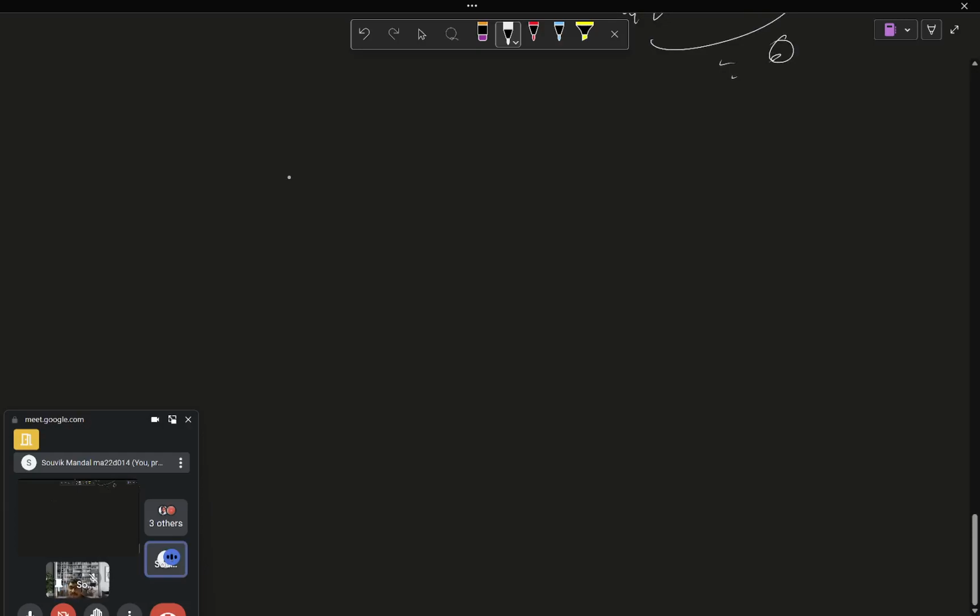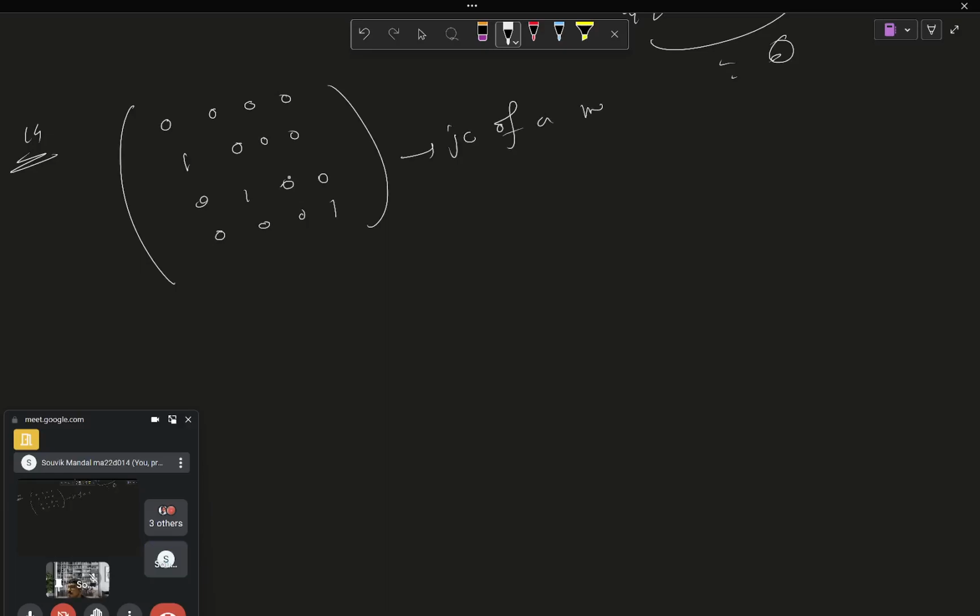So let's start with the Jordan canonical form. So this question is: given that the matrix has Jordan canonical form like this, how do we obtain the rational canonical form? So this is the question.